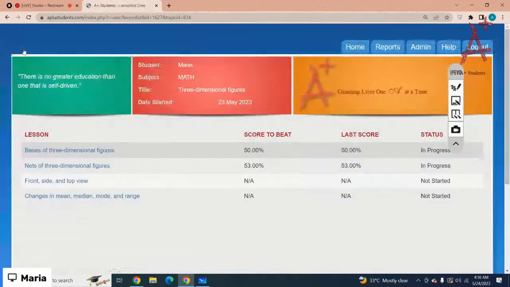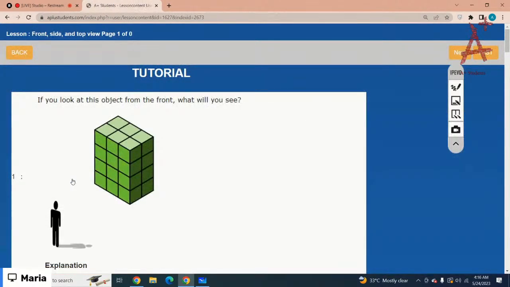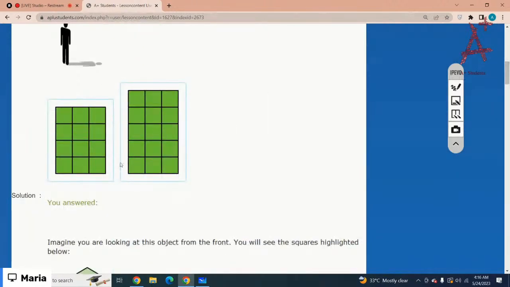Okay, the next one is front, side and top view. If you look at this object from the front, what will you see? You're standing here, you can see this side. Got it? This side with 1, 2, 3 and 1, 2, 3, 4. You will see this side. Got it?